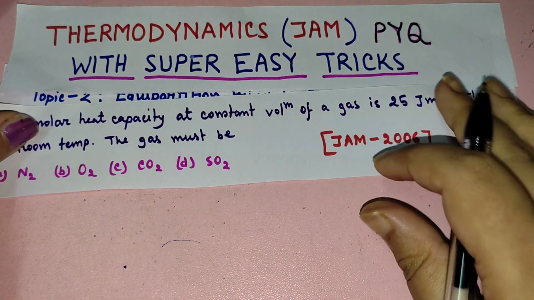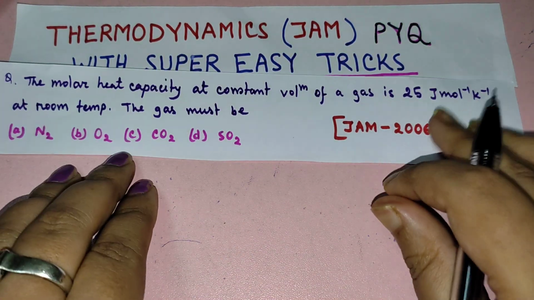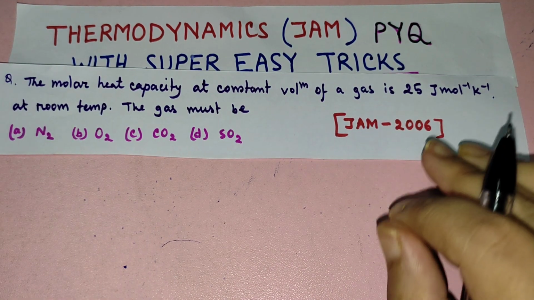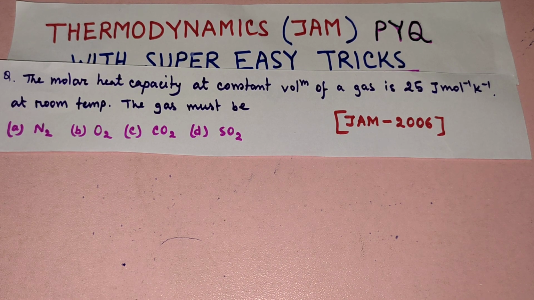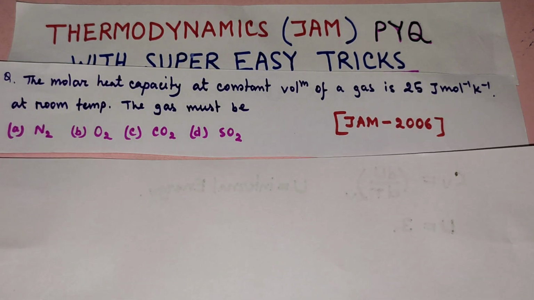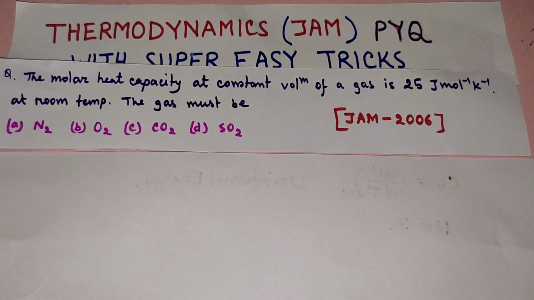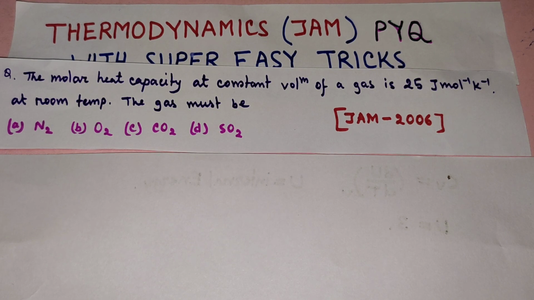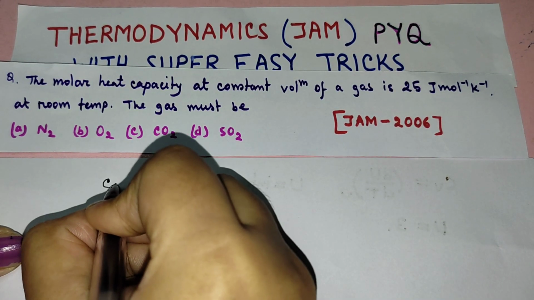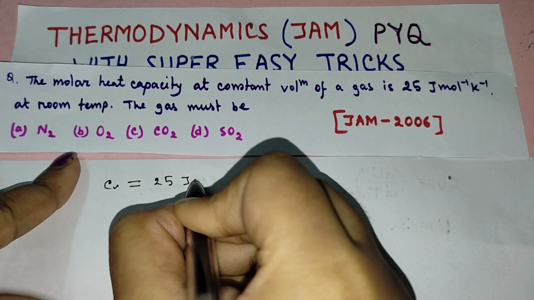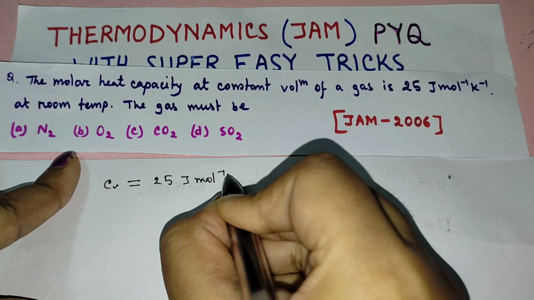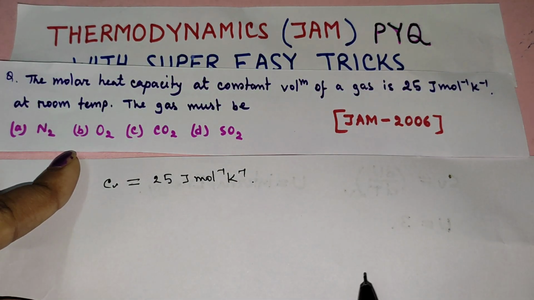Now come to the second question. The molar heat capacity at constant volume of a gas is 25 joule per mole per Kelvin at room temperature. The gas must be nitrogen, oxygen, carbon dioxide, or SO2. So CV is given as 25 joule mole inverse Kelvin inverse.